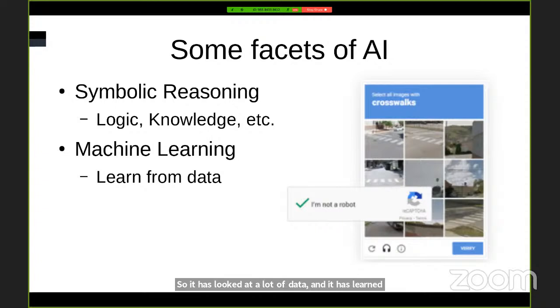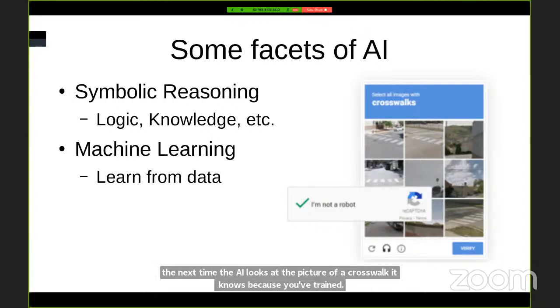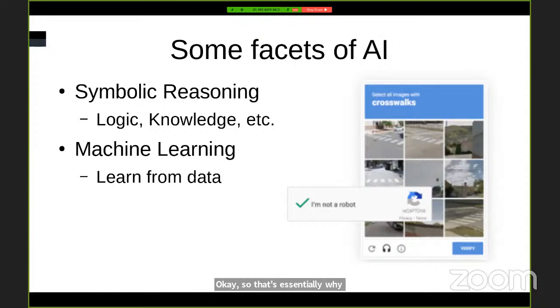learning. And for example, when Google shows you a CAPTCHA on the internet and asks you to mark all the crosswalks, you're actually training an AI by giving it data that, hey, a crosswalk looks like this. So the next time the AI looks at a picture of a crosswalk, it knows because you've trained it. Okay. So that's essentially one part of AI, which is machine learning, where you give a lot of data and the algorithms learn from that data.